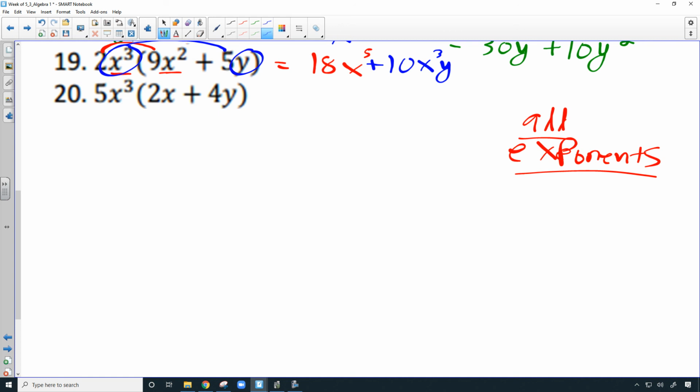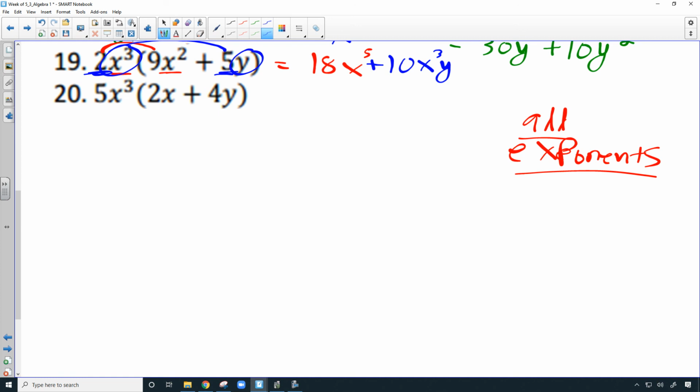Okay, go ahead, a question? What was it? Yeah, so the reason that happened is because we took 2 and multiplied it by 5. The 2 here times the 5. And then the x to the third, and then the y.